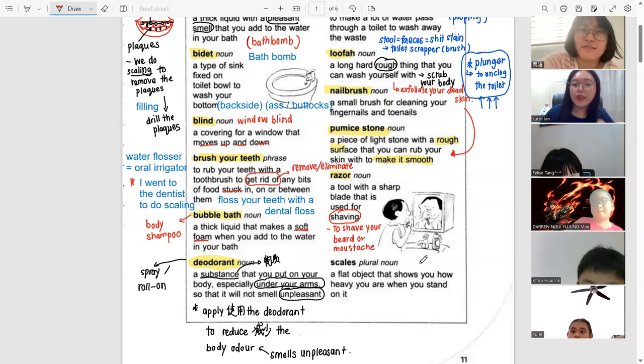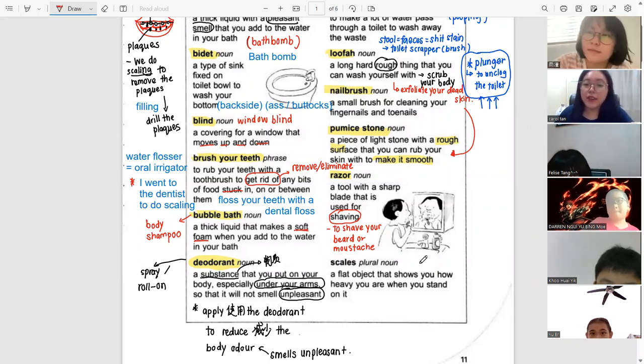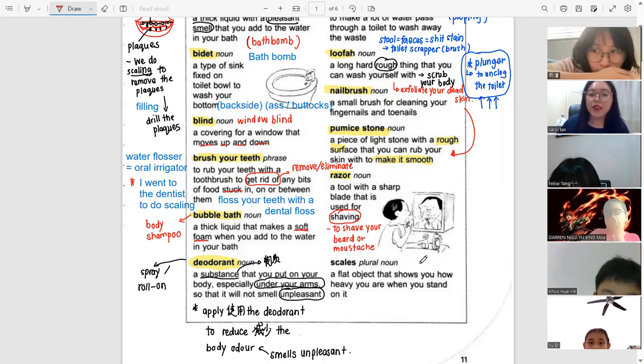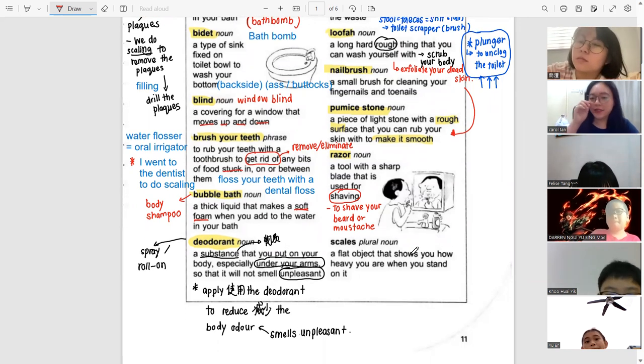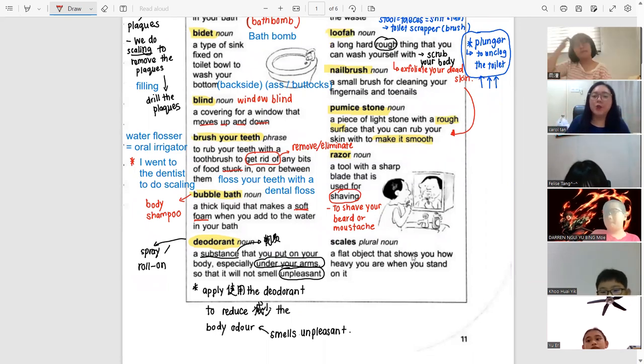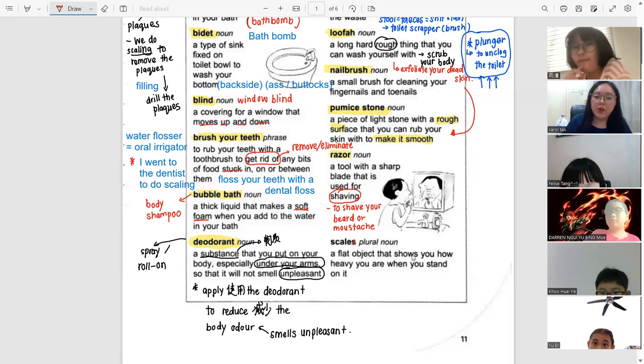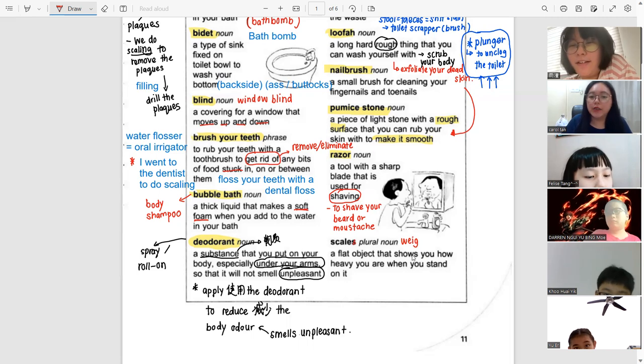Scales. The meaning of scales is a flat object that shows you how heavy you are when you stand on it. Yeah, do you know what is a scale? Like a weighing scale? A flat object. 体重机, correct. So you all can write scales or you can write weighing scales. Or it could be a digital scale.